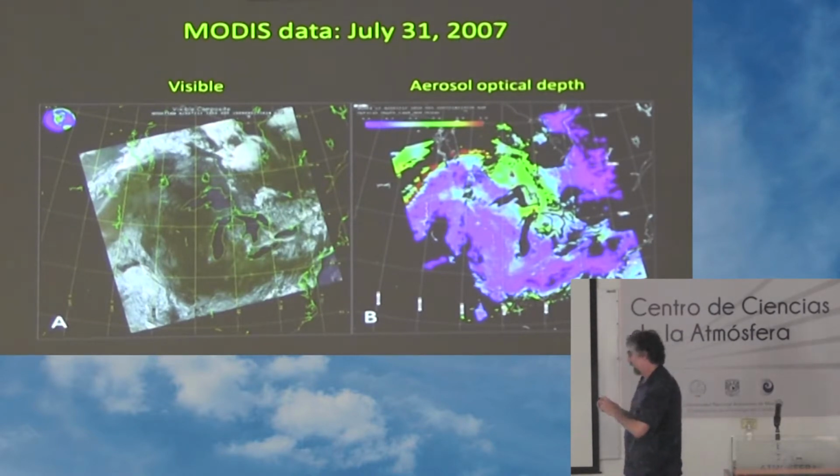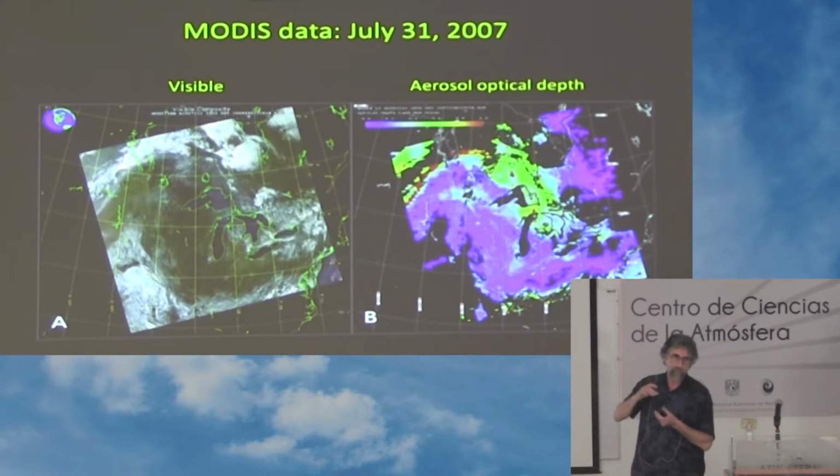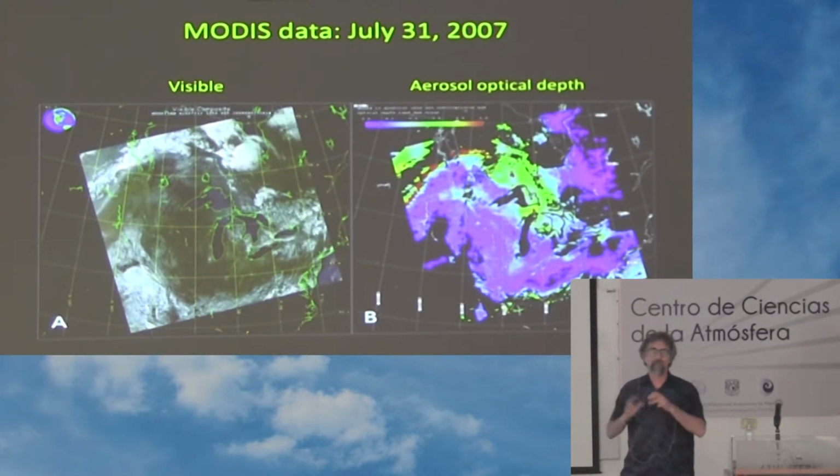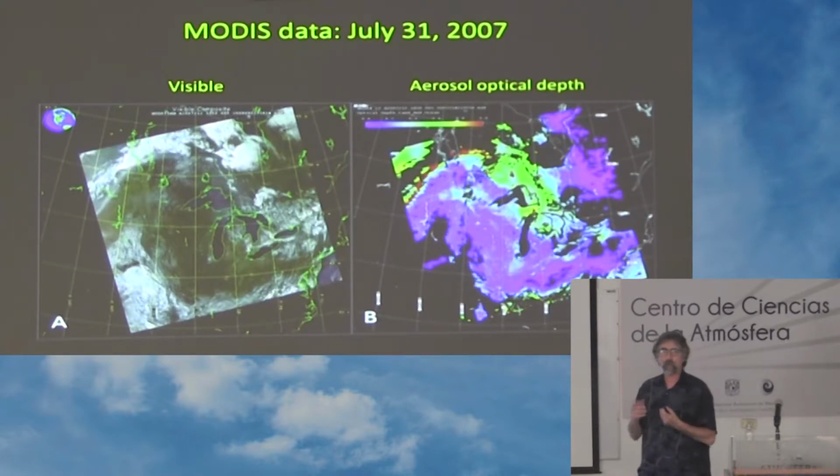So MODIS produces a product called aerosol optical depth. And what that is, is light attenuation, the reduction of light by aerosols, specifically by aerosols. Now, the reduction of light could be by absorption of light by the aerosols. It could be by scattering of light. They're both included in the aerosol optical depth product. So the larger values mean more attenuation, more light reduction because of the aerosols.